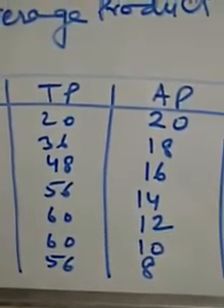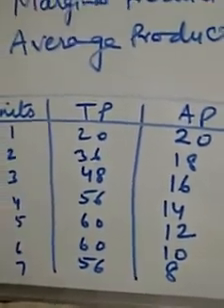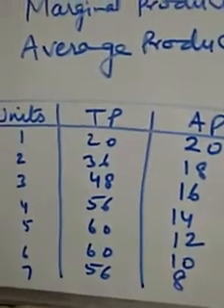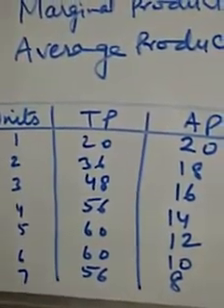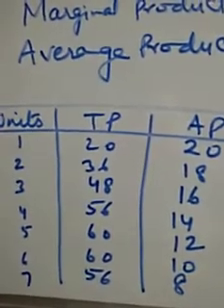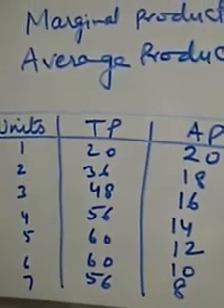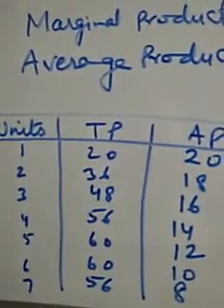And suppose you are given AP and you have to find TP, then simply you should multiply AP with the units of labor, that is 20 into 1 is 20, 18 twos are 36, 16 threes are 48, 14 fours are 56, 12 fives are 60, 10 sixes are 60 and 8 sevens are 56. If you are given AP, then also you can find TP.